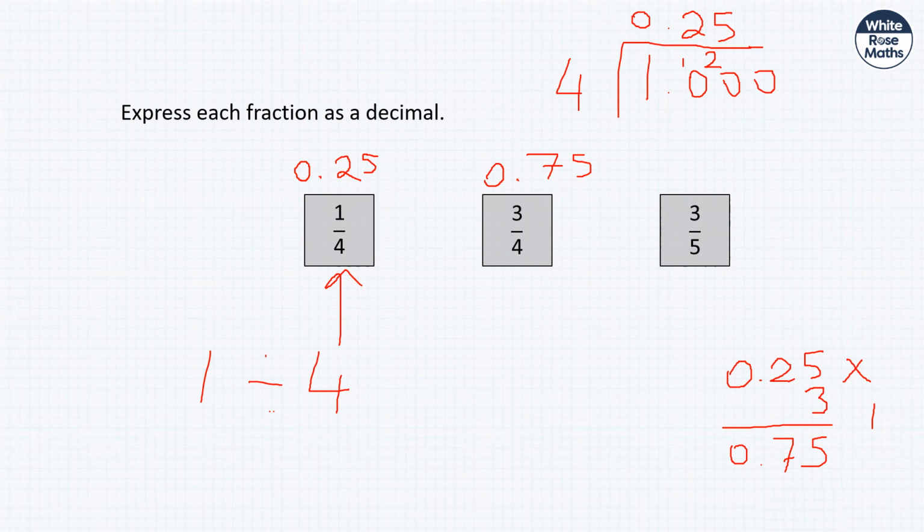3/5. Well, 1/5 is 0.2, so it's going to be 0.6 for that one. But if you're not too sure, I can do 3 divided by 5. Remember that line there means a division. 5 into 3 I can't do, so I'm going to put a decimal point, put a 0 and carry the 3. 5s into 30 go 6 times. So the answer is 0.6.